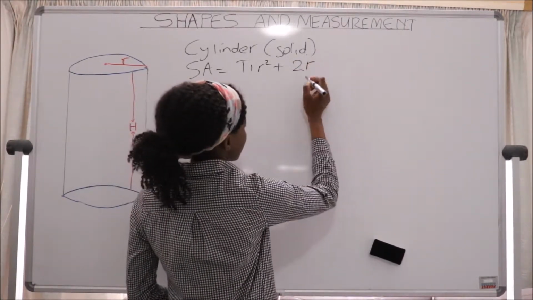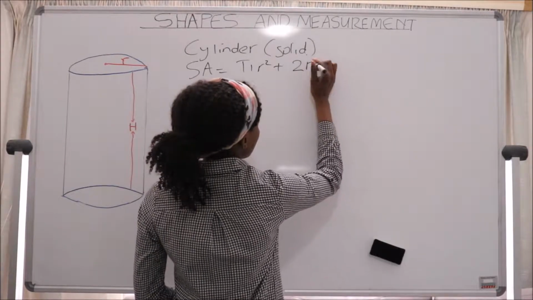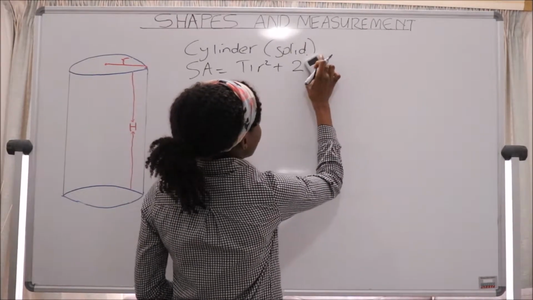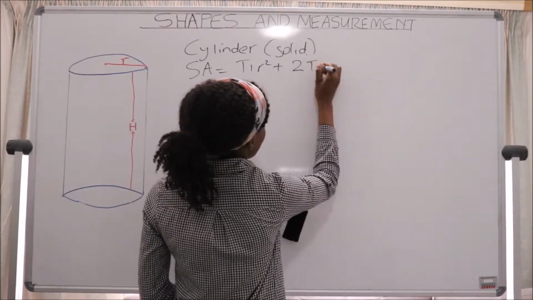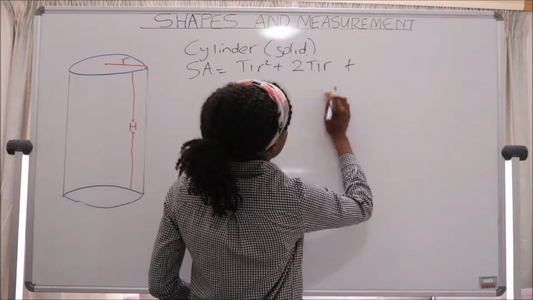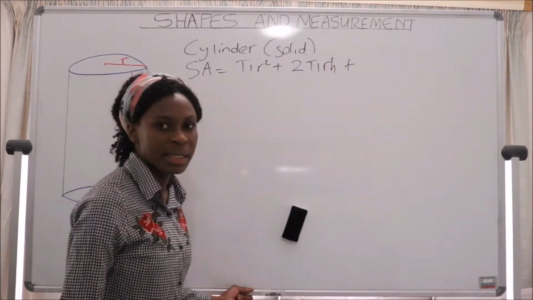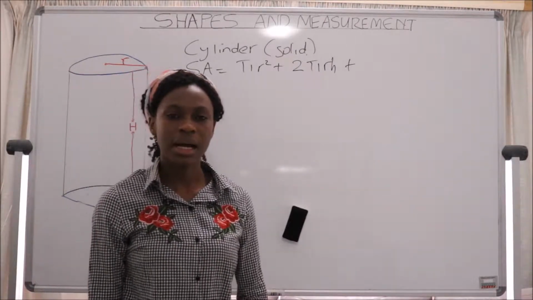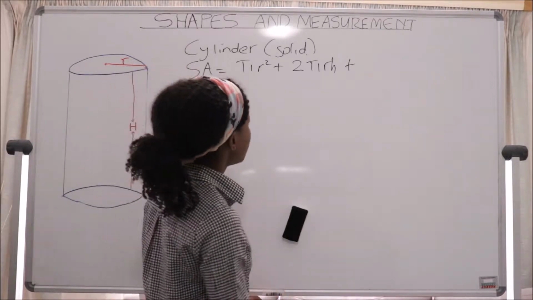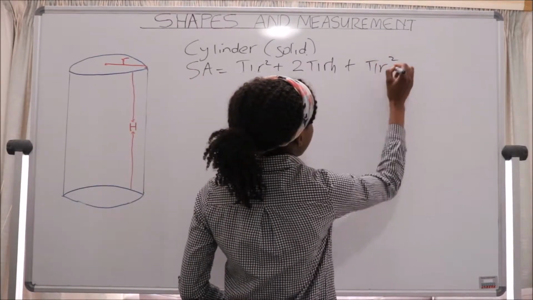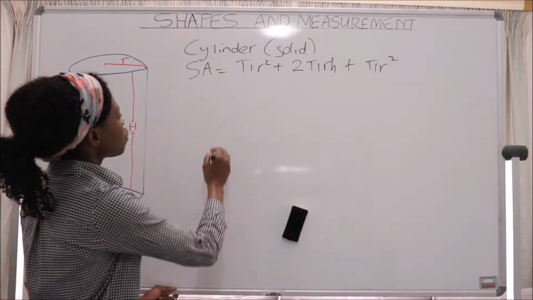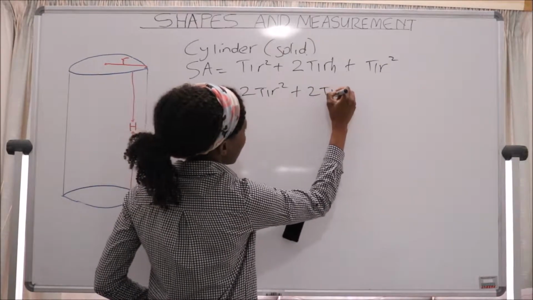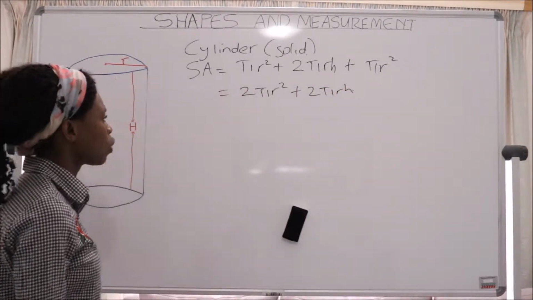We know that the circumference of the circle is equal to 2 pi, sorry guys, my mistake, 2 pi r. So this will be 2 pi r times h. You remember that the area of the rectangle is the circumference of the circle multiplied by the height. Then plus also the pi r squared of the top circle. So at the end we will have 2 pi r squared plus 2 pi rh. That is when the cylinder has been closed in both ends.